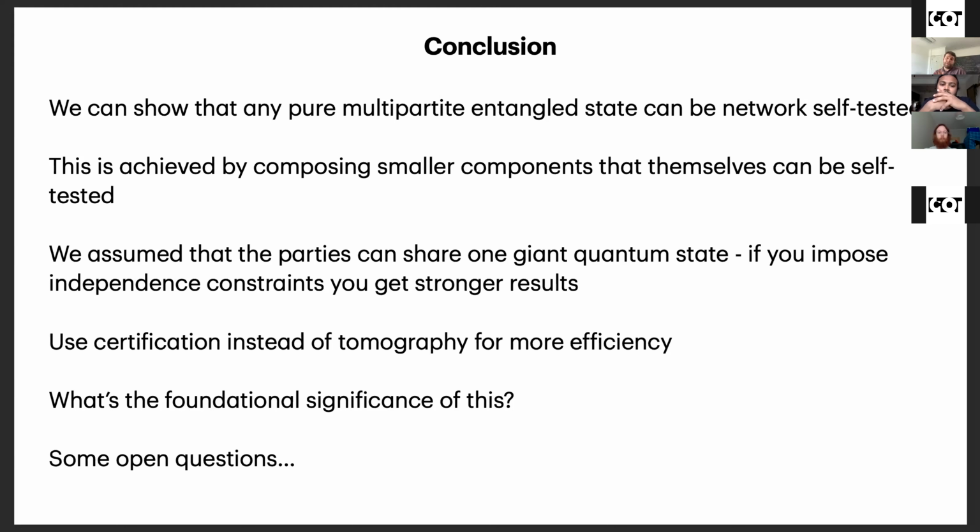And, to get the result, all we do is assume that the parties, all n parties, share one giant quantum state. But actually, if you start imposing independence constraints, you can get nice, stronger results. And yeah, there are some open things, but I should definitely stop talking now.